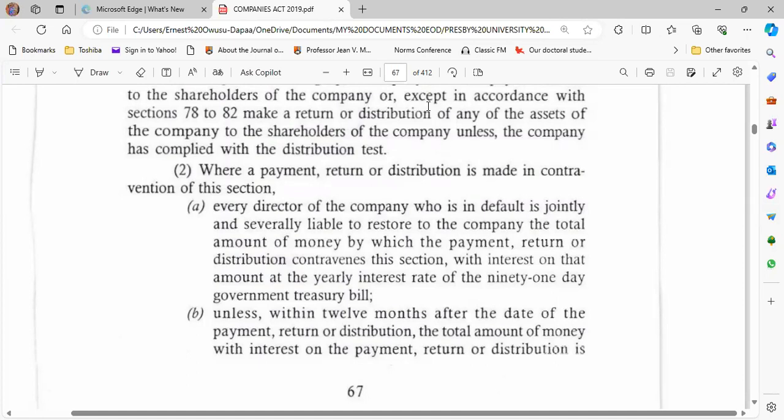So if, for example, the 91-day government treasury bill is, let's say, 27%, and let's suppose that the total amount of money distributed to shareholders as dividends is about 1 million Ghana cedis. What it means is that the directors involved will have to pay the 1 million Ghana cedis, and in addition, interest calculated at the yearly interest rate of the 91-day government treasury bill. So let's keep that in mind.